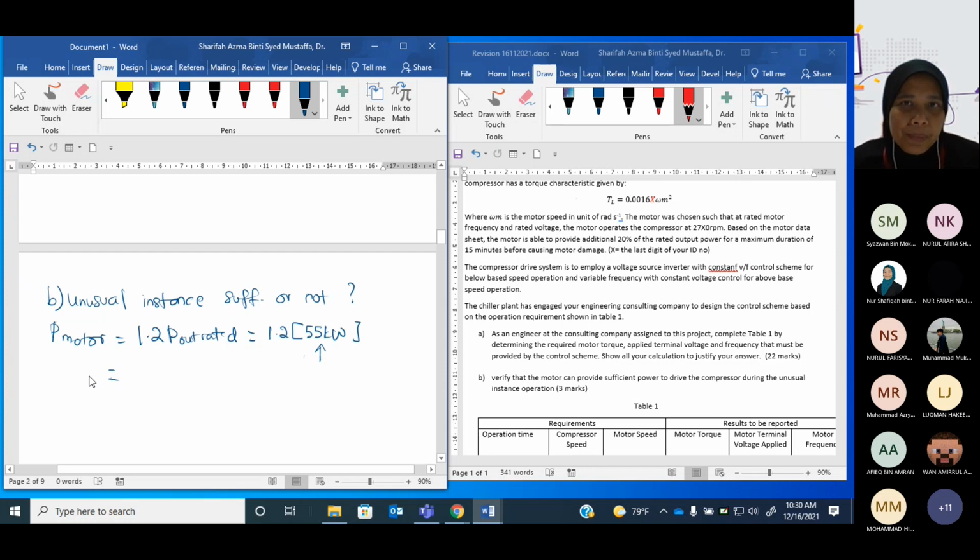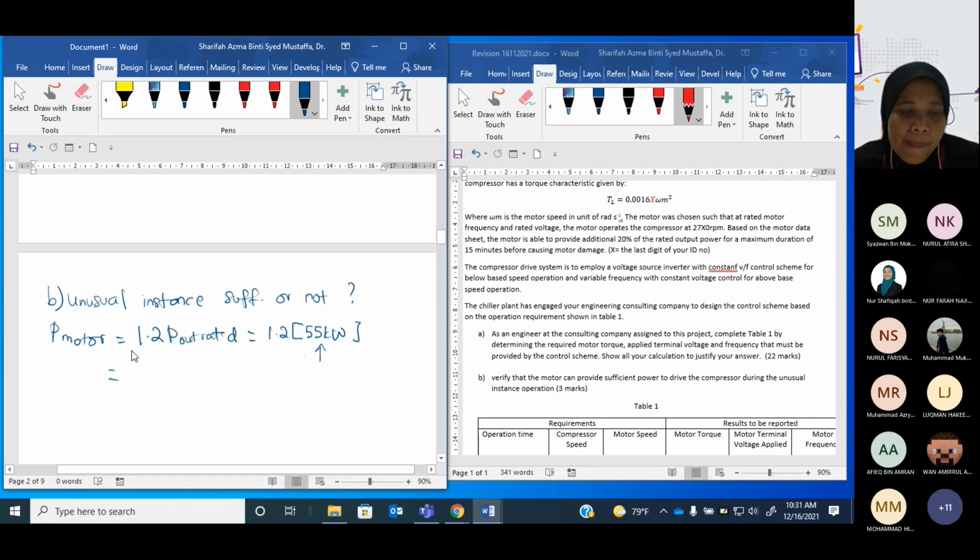Macam mana nak buat? Mana orang lain ni? Zayani? Atira? Zayani? Ya, apa? Macam mana ni nak buat? Untuk kira P motor tu mana? Apa formula yang kita guna yang relate P motor and the speed? Selalunya, formula apa kita guna?